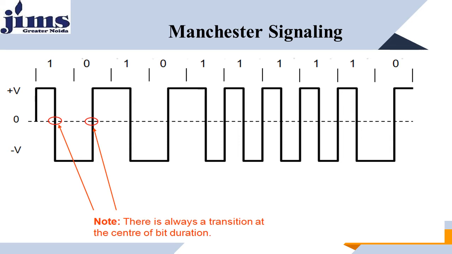Whenever 1 comes in the picture, the signal starts with plus V, and it maintains plus V until the midway of the bit period, and after that it transfers to negative and continues for the rest of the time period. So in this way, one bit is converted into a voltage plus V to minus V, and when 0 comes, we have a minus V to plus V.